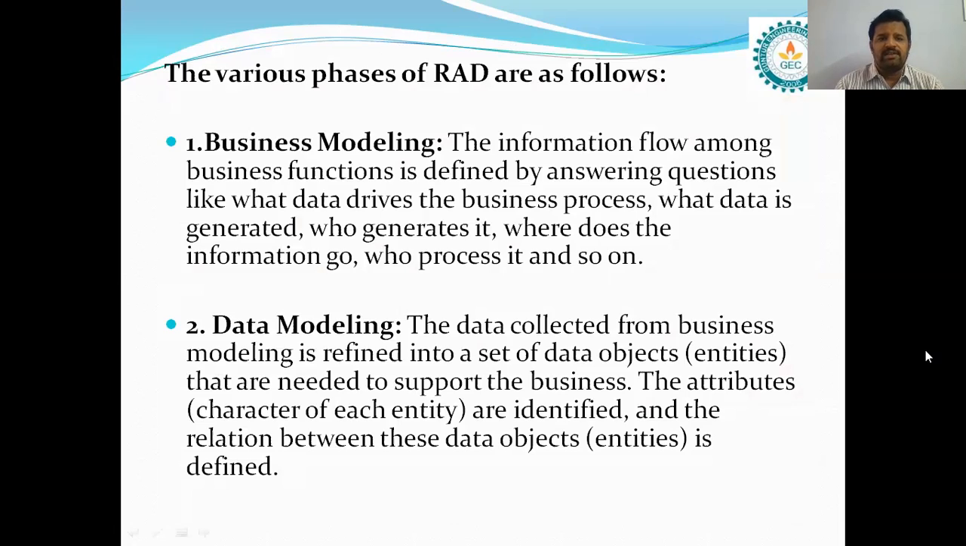Now let us discuss all the steps one by one. First one is business modeling. The information flow among business functions is defined by answering various questions, like what data drives the business process. That means what data is used for driving the business process. What data is generated?